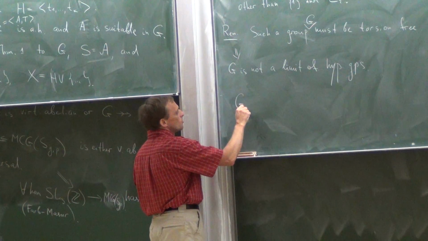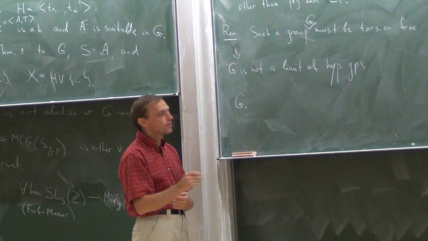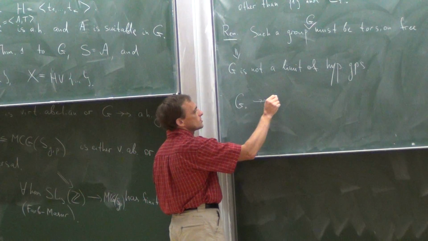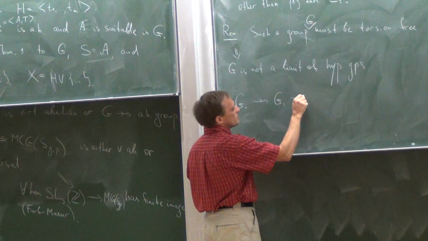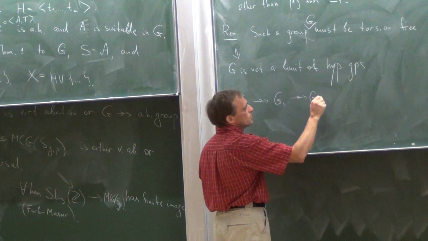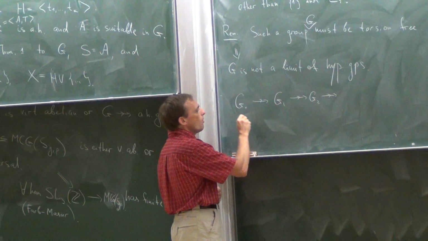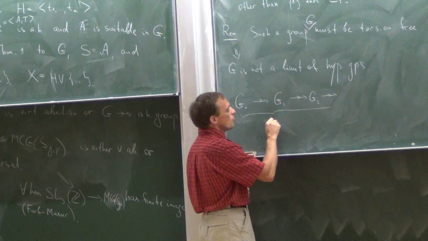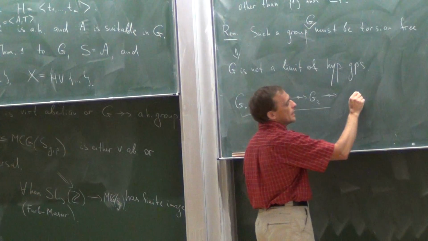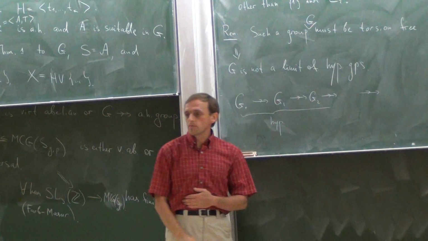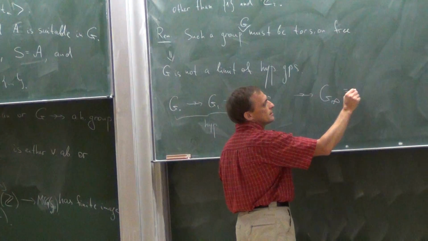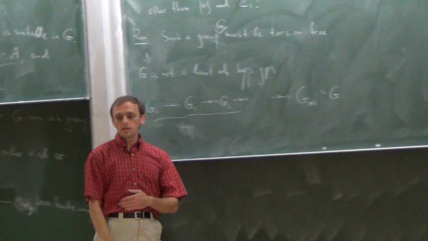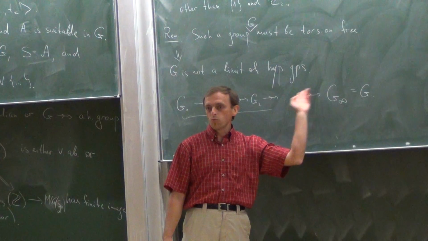So you start with some group G0, say the free group, and then you construct a sequence of homomorphisms, like G0 maps onto G1, G1 maps onto G2, and so on, where all these groups are hyperbolic, and then you take the direct limit of this sequence, let's call it G infinity, which is your group G. In this case, we say that this group is a limit of hyperbolic groups.